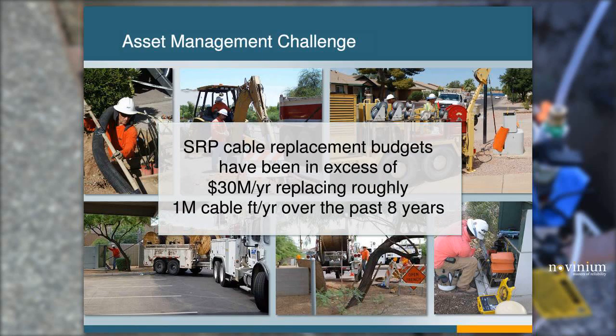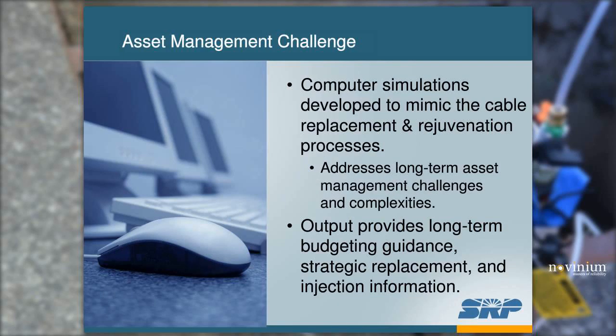The last several years, SRP has spent in excess of $30 million a year replacing cable. And for that $30 million plus, we typically replace around 1 million feet a year. So you can see the challenge before us is we're expending one of our highest budget items, 32 million feet in the ground, taking about 1 million feet out a year. So we've got about a 30-year program ahead of us. So the challenge is how do we manage cable replacement over a 30-year projected timeline?